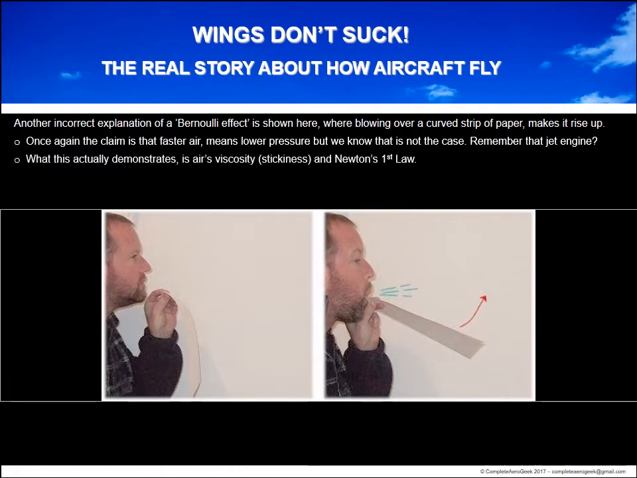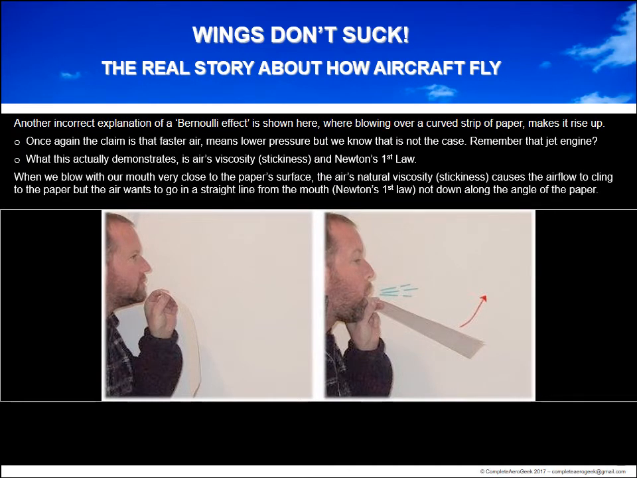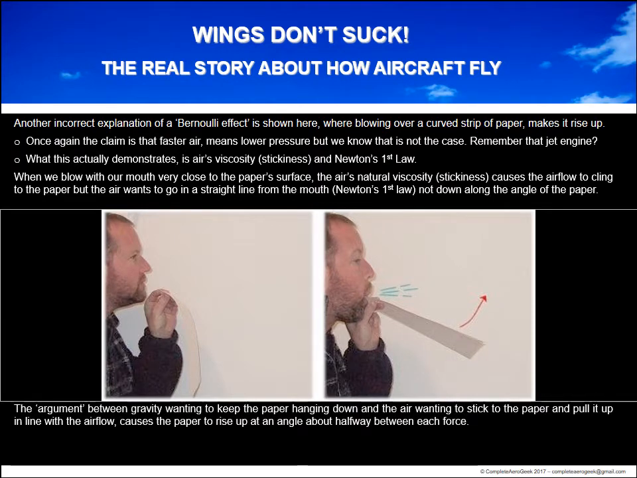What this actually demonstrates is air's viscosity, stickiness, and Newton's first law. When we blow with our mouth very close to the paper's surface, the air's natural viscosity, stickiness, causes the airflow to cling to the paper, but the air wants to go in a straight line from the mouth, Newton's first law, not down along the angle of the paper. The argument between gravity wanting to keep the paper hanging down, and the air wanting to stick to the paper and pull it up in line with the airflow, causes the paper to rise up, at an angle about halfway between each force.